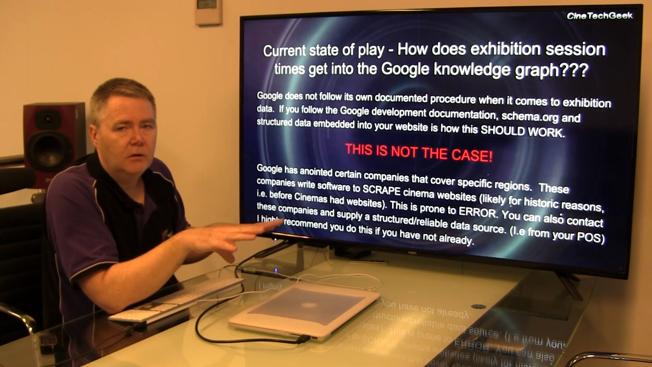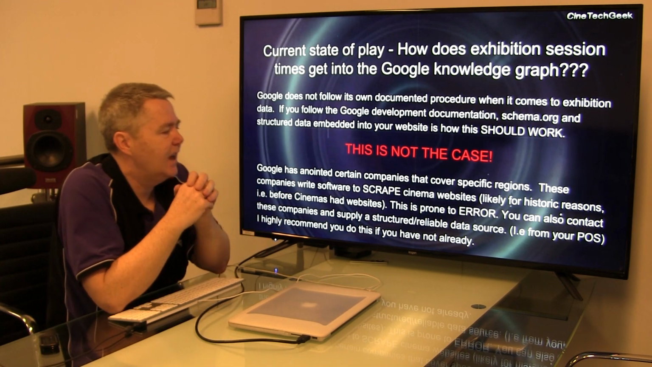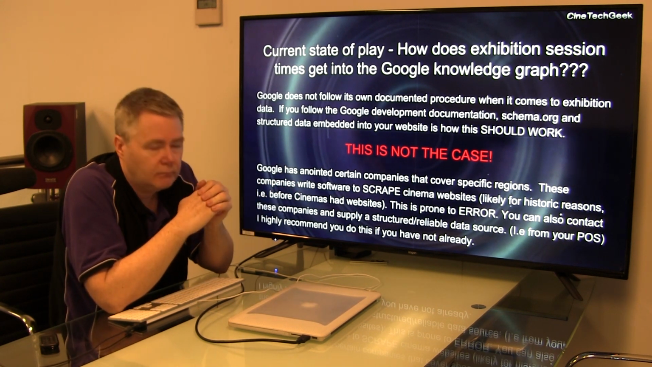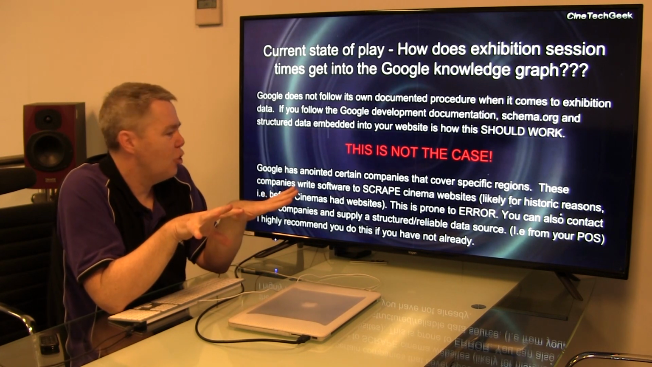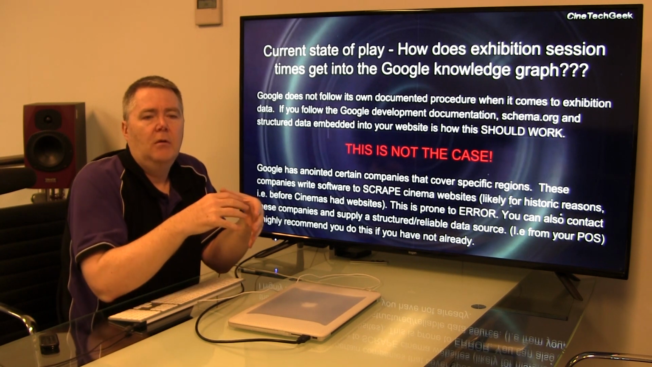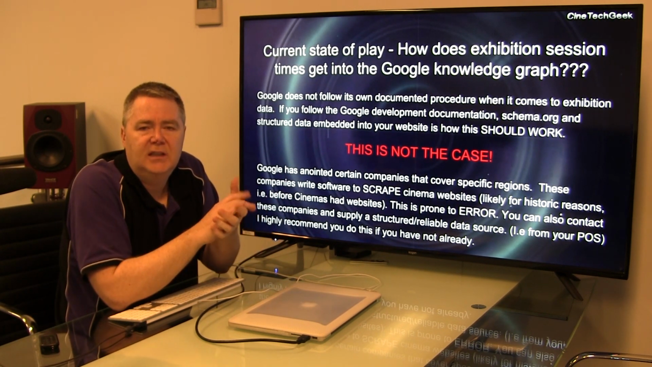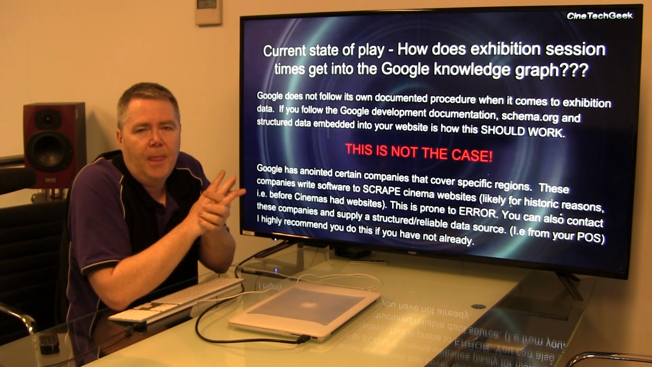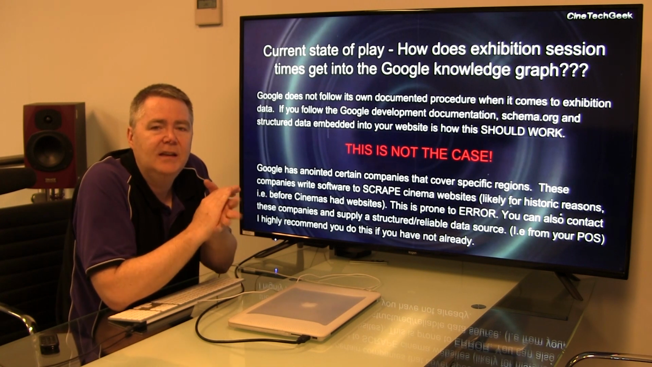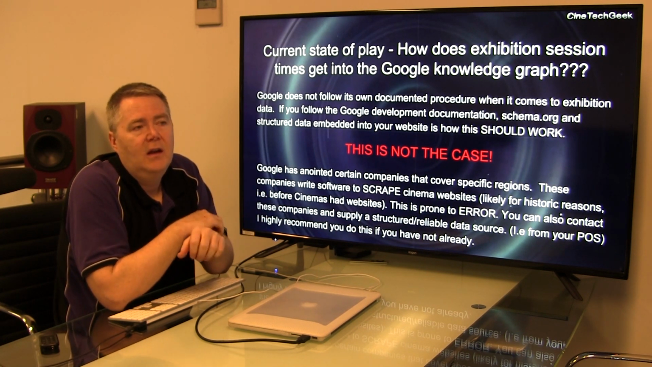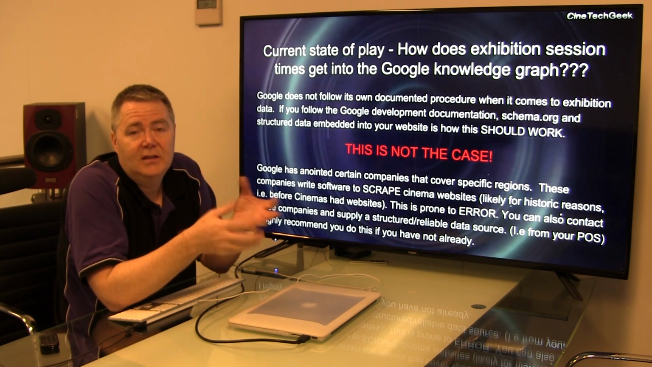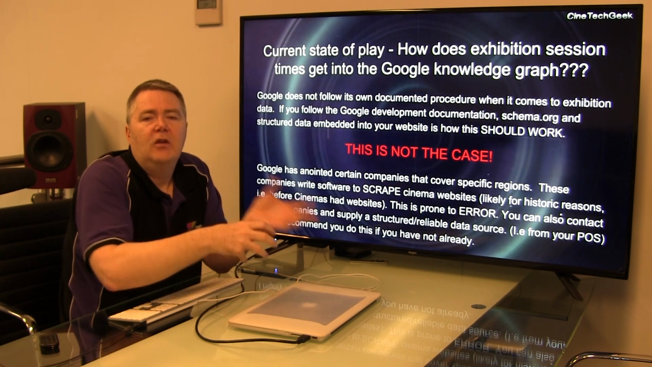Instead of that, what's happened is Google has appointed certain companies that cover specific regions. These companies write software to scrape cinema websites. So likely a historic reason before cinemas had websites. When Google started the search engine and cinema was still in newspapers, etc., what happened a lot of the times is these companies were probably looking at the newspaper and typing it into the systems. Now, obviously, with cinemas getting on board with making websites, there's software now to scrape those websites so they can automate that process.